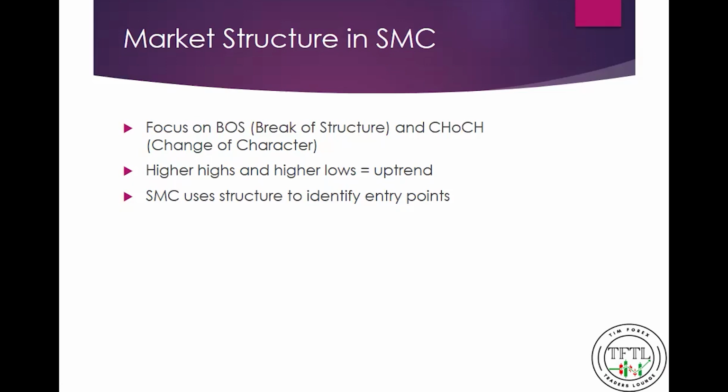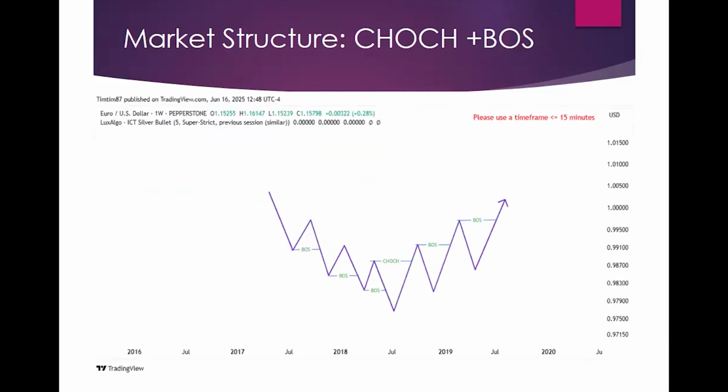For reversals, we are looking at the change of character, or what we call a shift in market structure. And for a trending market, we want to look at the break of structure, basically what we call BOS, or BMS, break of market structure. So this is an example of a change in character with a BOS.